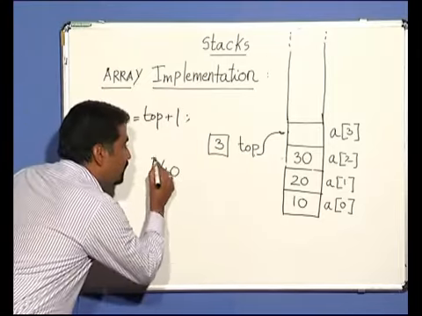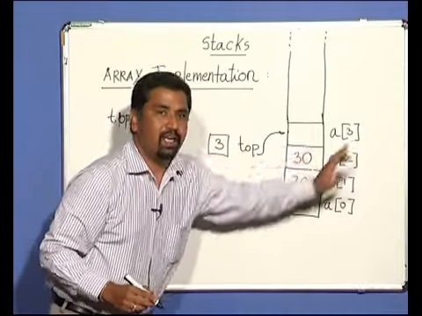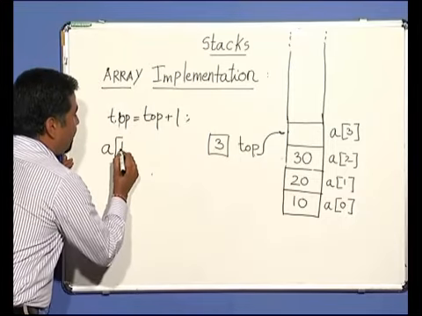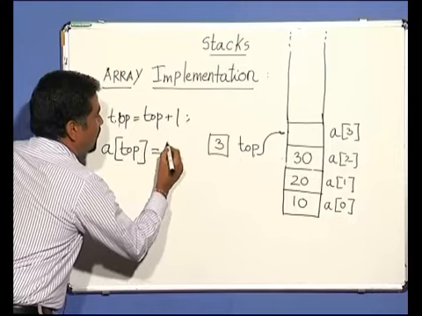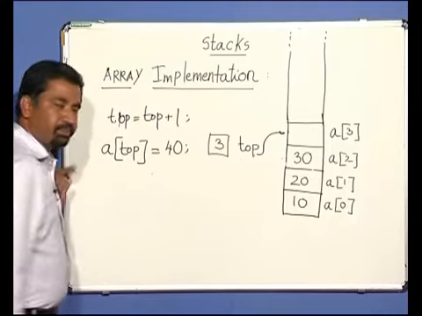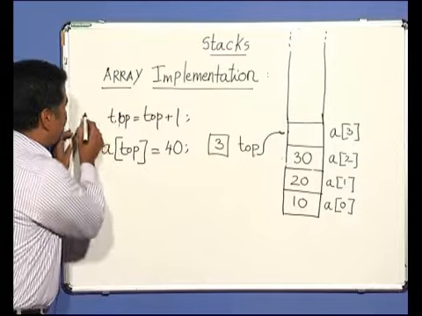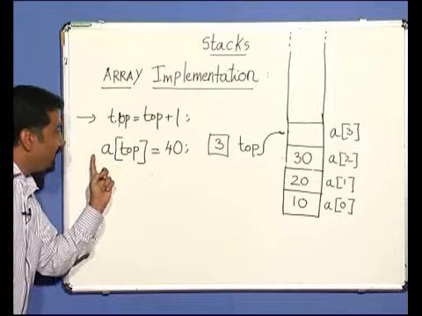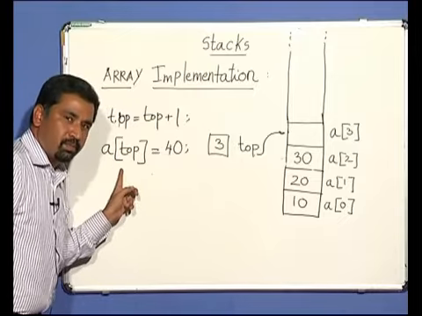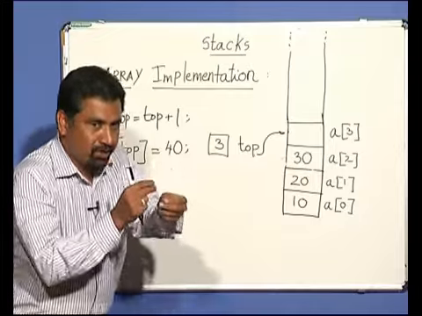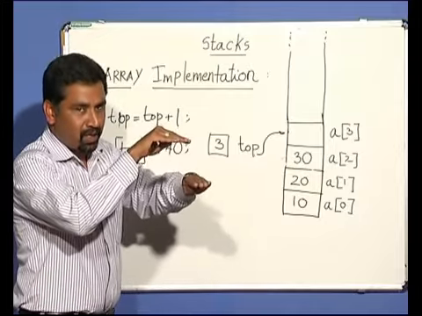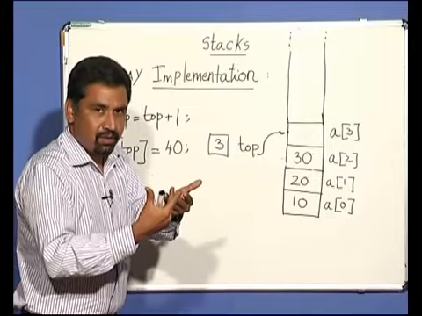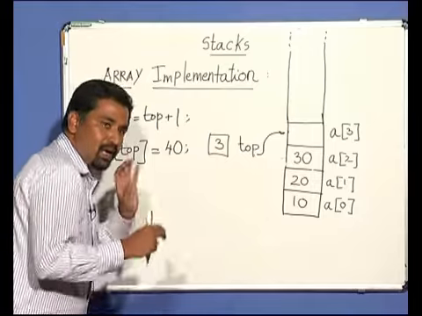Now where do I want to put this element 40? At A of 3 or A of top actually. So your code is going to be A of top is equal to 40. Since at this point of time the top was 2, now it is made to 3, and at A of 3 the value is pushed. So it is simply a matter of managing the location. Current top is there, you want to push something on top of that, so we increase the index of the array, make it the next element of the array, and into that you put this new value.